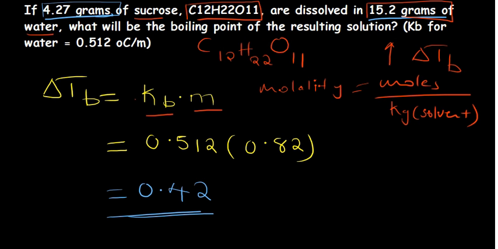So for us to find the new boiling point of the resulting solution, we'd have to add it to the initial boiling point of water, which is like 100. So add that to 100. The new boiling point becomes, the boiling point of the solution will be 100.4 degrees Celsius.